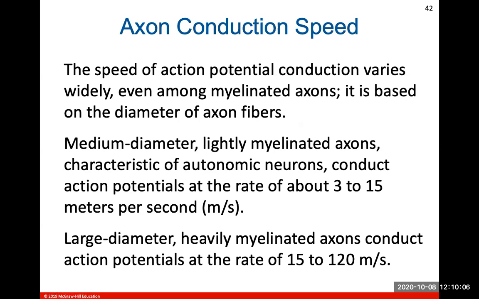Action potential or axon conduction speed. The speed of action potential conduction varies widely, even among myelinated axons. It will be based on the diameter of the axon fibers. Simply put, axons with a larger diameter will conduct action potentials a lot faster than medium or small diameter axons. Regardless of whether they're myelinated or not, a larger diameter axon that is heavily myelinated will have the fastest conduction speed of about 15 to 120 meters per second.